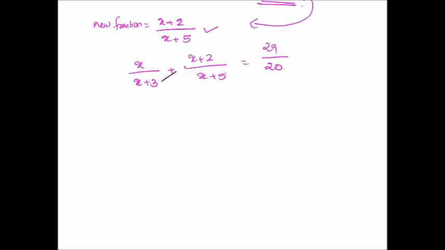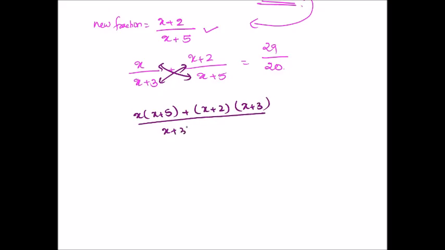Now solving, cross multiplying these two: x into x plus 5 plus x plus 2 into x plus 3, all divided by x plus 3 into x plus 5, is equal to 29 by 20.